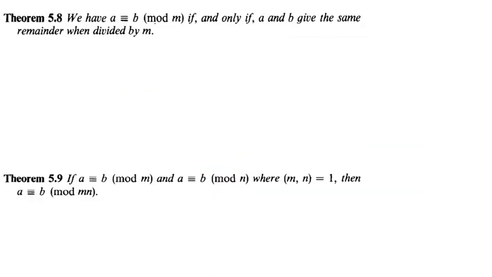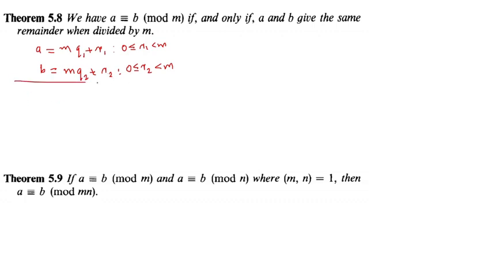Next theorem: we have A is congruent to B mod M if and only if A and B give the same remainder when divided by M. So first suppose that A is congruent to B mod M, and we assume that A and B give different remainders when divided by M. That is, A gives remainder R1, that is A equals MQ1 plus R1 by the division algorithm, where 0 is less than or equal to R1, strictly less than M. And B gives remainder R2, that is B equals MQ2 plus R2, where the range of R2 is 0 less than or equal to R2, strictly less than M. Here we have to show that the remainders R1 and R2 are equal.